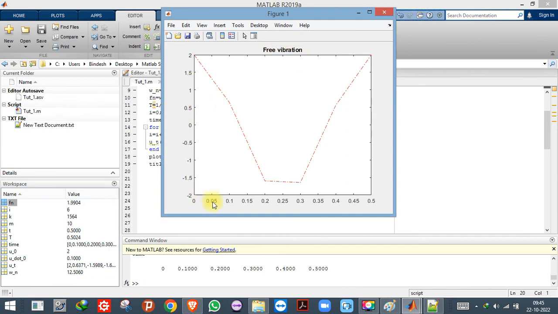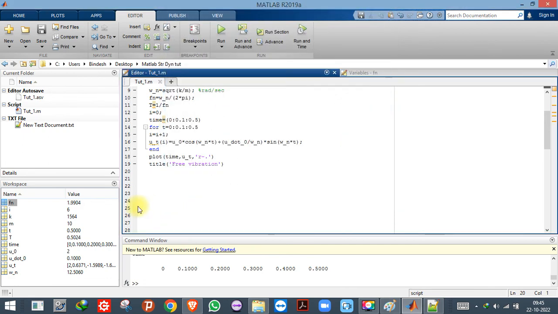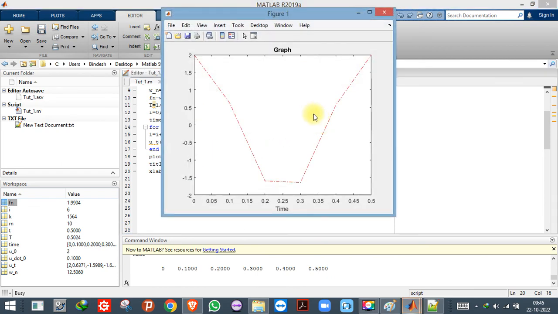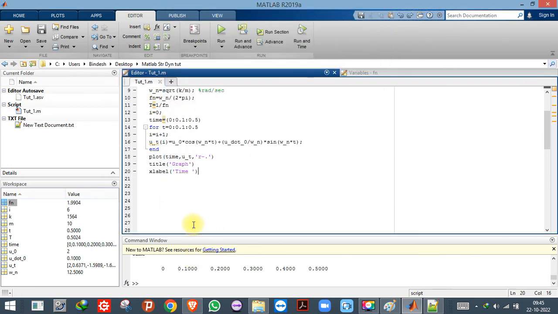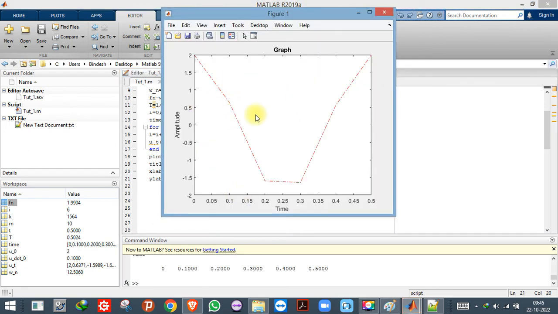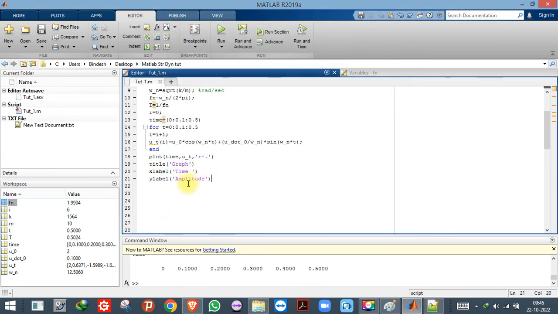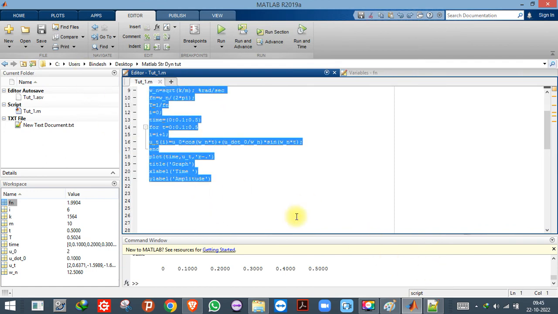Now I have to name the x label and y label, the x and y axis, so I'll simply write xlabel. The x label is my time, so the x label has come as time, see, at the bottom. And again, the y label is my amplitude. So likewise, this is the graph plot, and you can use legends also. We'll see in the subsequent classes how to give many more things. So this is the free vibration problem.